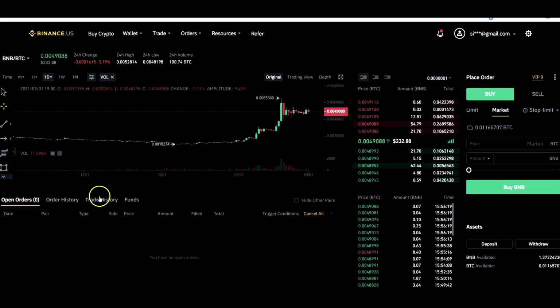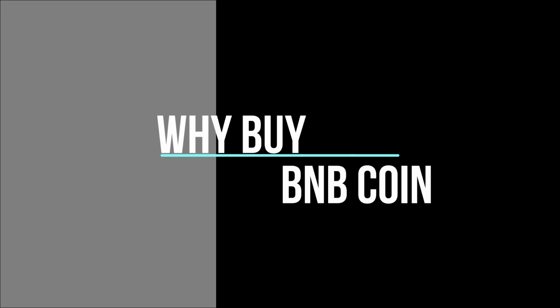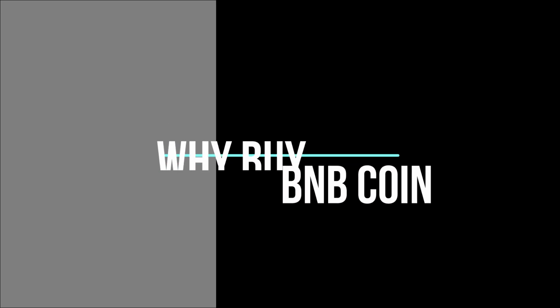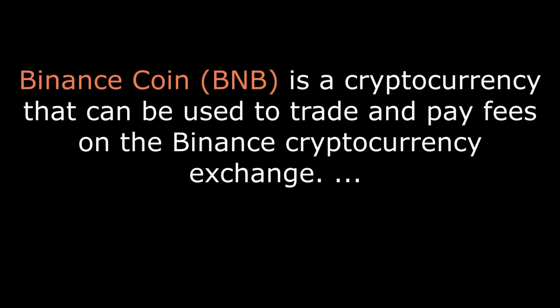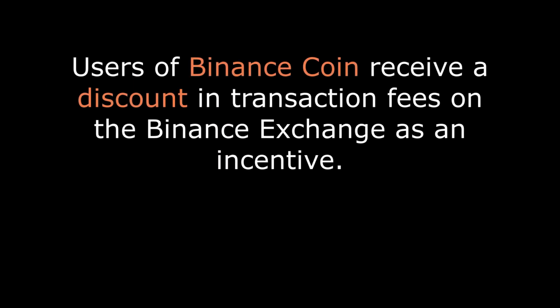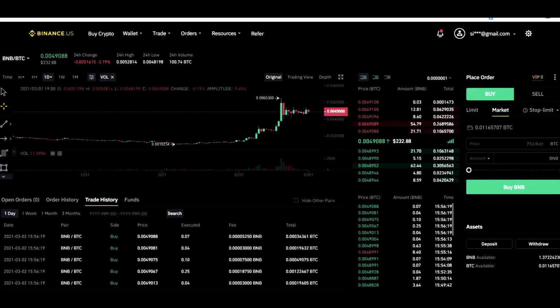I can check on that by going to my trade history. And looking at my trade history, it's purchased half of my BNB coin in 5 separate purchases, which works fine. So now I have BNB coin.